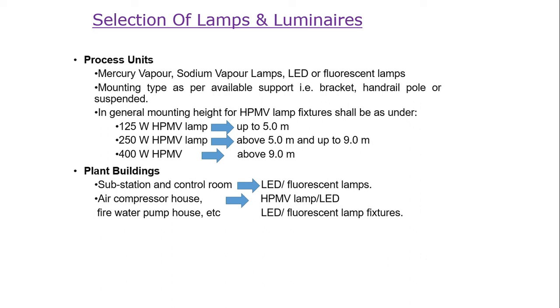Again, this varies from purpose to purpose and from plant design to plant design. So we have to see the actual design of our plant, and based on that we have to take a call on what the light fixture wattage requirement would be, with its mounting configuration. For plant buildings, indoor buildings, substations and control rooms, we usually use LED and fluorescent lamps. Air compressor house and fire water pump house use either HPMV, LED or fluorescent light fixtures.